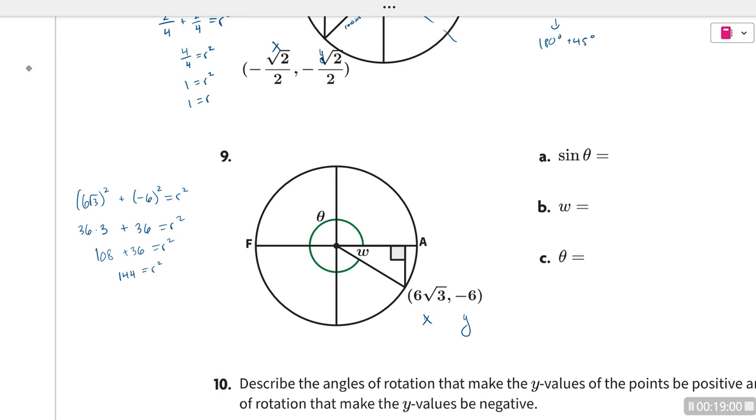And the square root of 144 is 12, so our radius is 12. Again, we could have recognized that those are ratios for 30, 60, 90, so we could actually do W without any calculations, but let's do our sine angle first. Our y value is negative 6 since we're below the x-axis, so negative 6 over 12, and let's reduce that to negative 1/2.